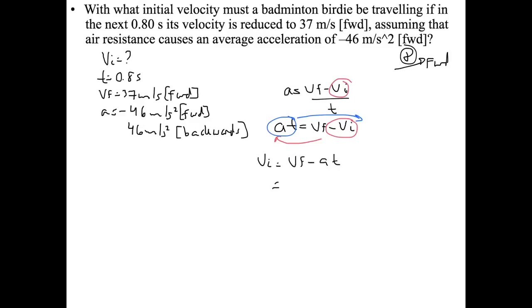Now we can plug in some numbers. We know VF is 37, minus our acceleration, which is negative 46 because it's going backwards. We already assigned forward as positive. And then we're going to multiply that by the time, which is 0.8 seconds. When you do the math, you get 74 meters per second forward.